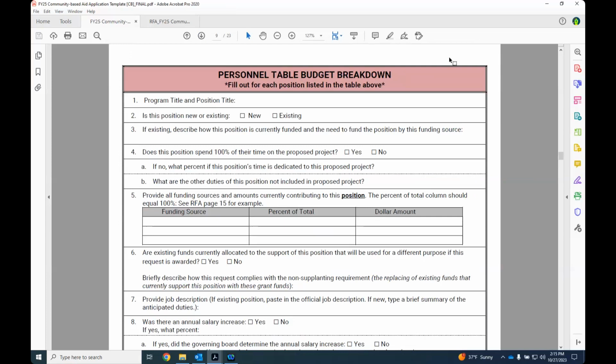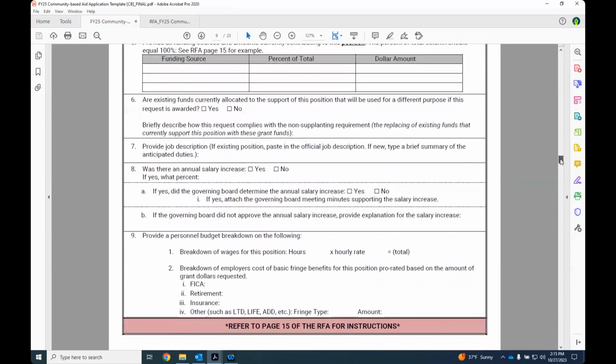Then question number 6: are existing funds currently allocated to support this position that will be used for different purposes if the request is awarded? So it's another way we're talking about supplanting. We just asked it a little differently because I think that there were some questions about that, but I think that this is a more clear way to ask that.